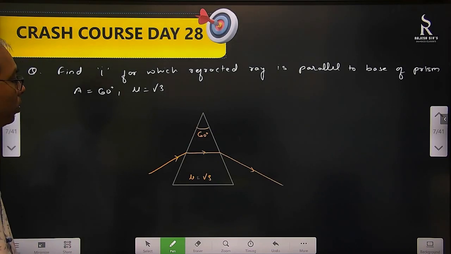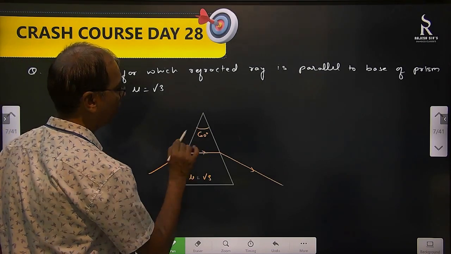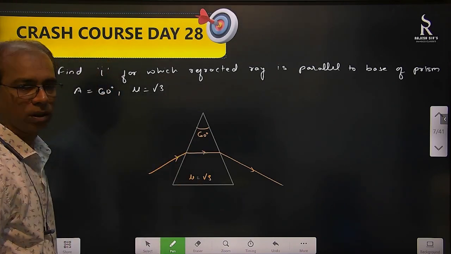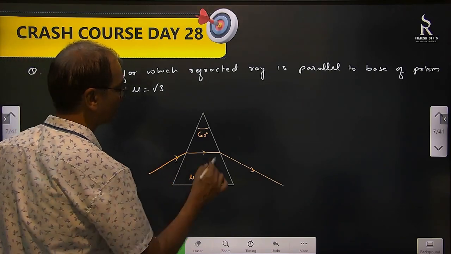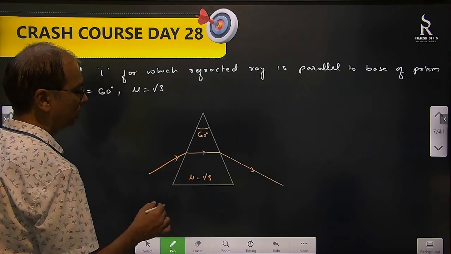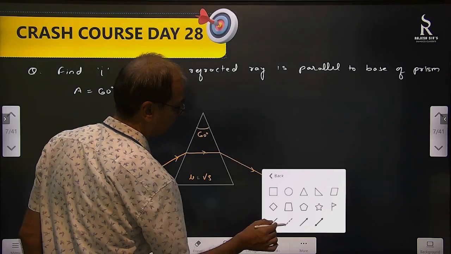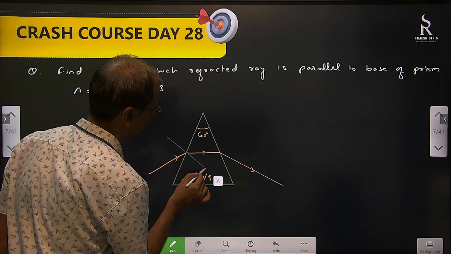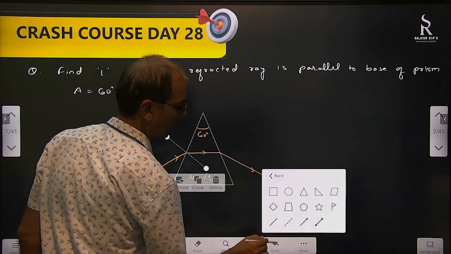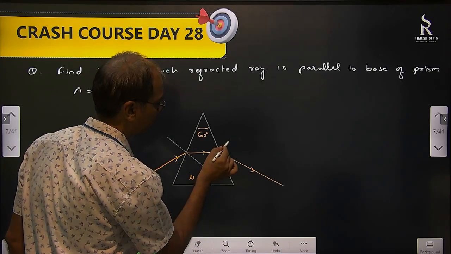Now what we can say here in this case, this A value is given and mu is given, root 3. Is this an equilateral prism in this particular case? Why? Because we require a little more information on that. This is normal here, and this is normal here.